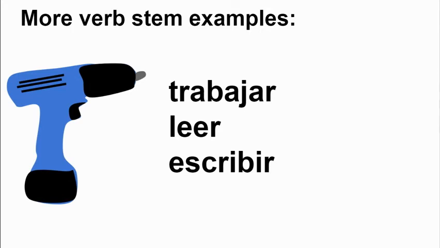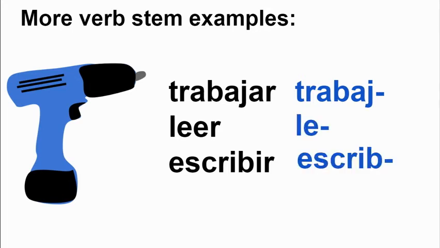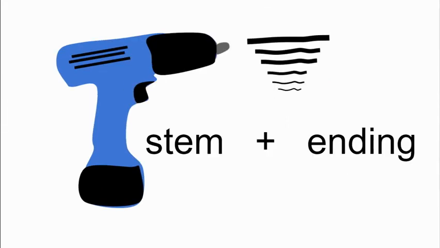And here's some other examples of verb stems. Trabajar turns into trabaj. I got that just by dropping off the -AR. Leer turns into le. And the stem of escribir is escrib. I got that just by dropping off the -IR. So now we're ready to conjugate.